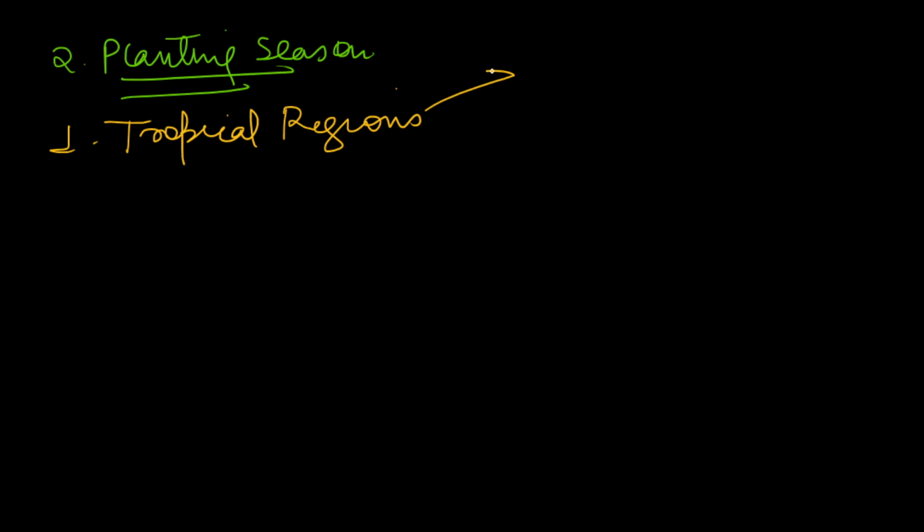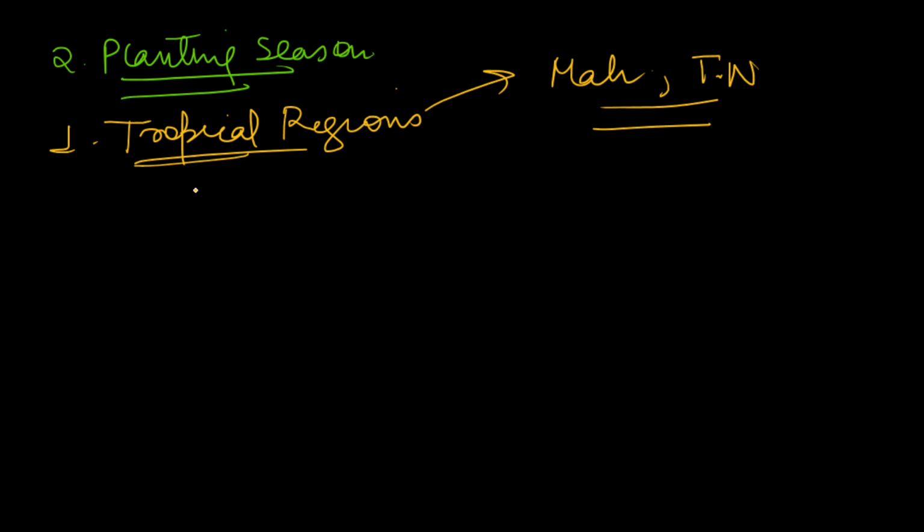Tropical regions include states such as Maharashtra, that is below the Tropic of Cancer. Maharashtra, Tamil Nadu, these states will come in. These are the major states in the tropical region. So here we will see what the planting season is. Actually, in local names, the planting season is divided into three parts.